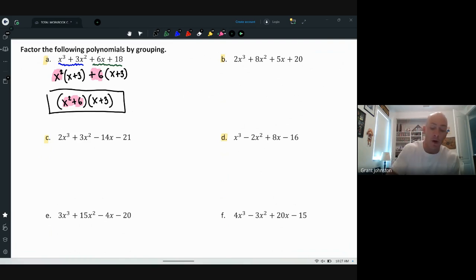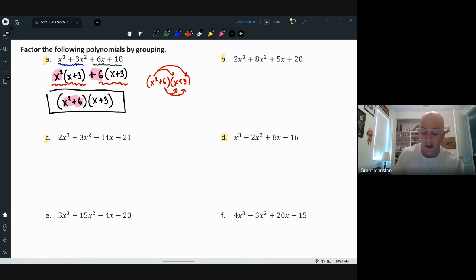If I were to multiply this out, don't write what I'm about to write, I'm just going to write it up here. If I were to do x squared plus 6 times x plus 3, I would be doing the x squared times the x plus 3, which is up here. And I would be doing the 6 times the x plus 3, which is right there. So it's just reverse distributive property. And as always, you can distribute to check to see if your answer is right.